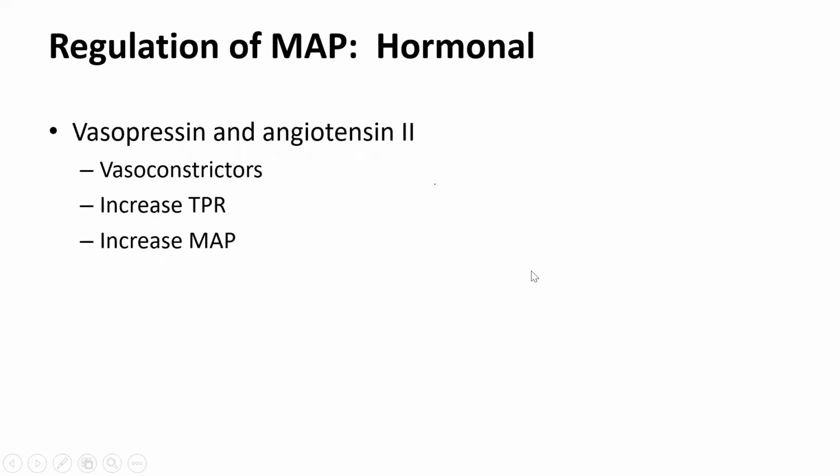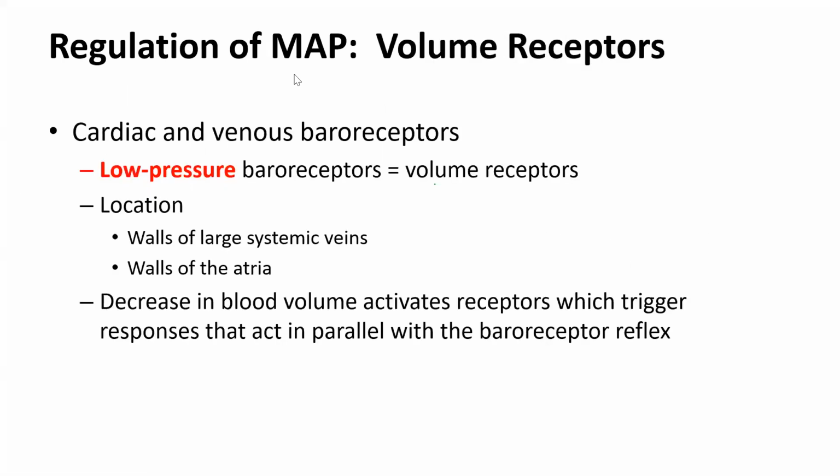And then the hormones here, vasopressin and angiotensin II, are going to cause vasoconstriction. That's going to increase total peripheral resistance, which we know will increase mean arterial pressure. And we'll talk about the mechanisms of these hormones a little bit later on, but also in the kidneys where we look at how they influence that long-term regulation of blood volume. Okay. I'm going to pause here again and see what questions we have so far.